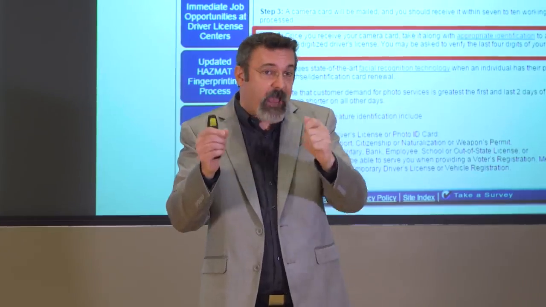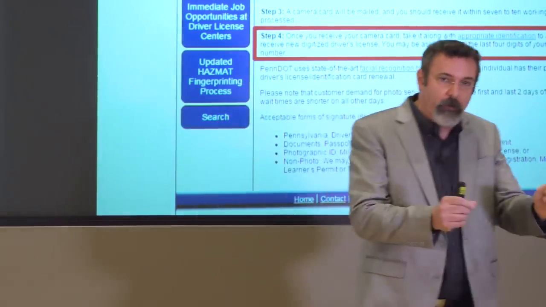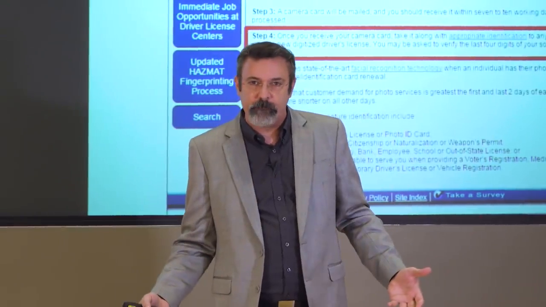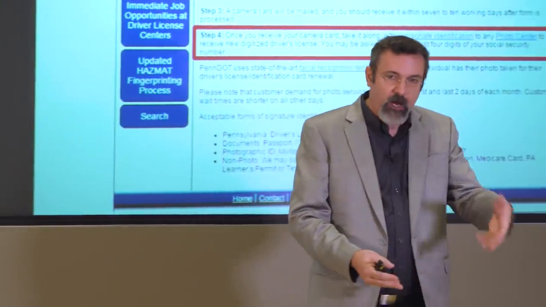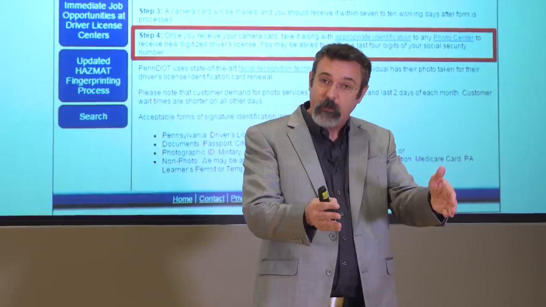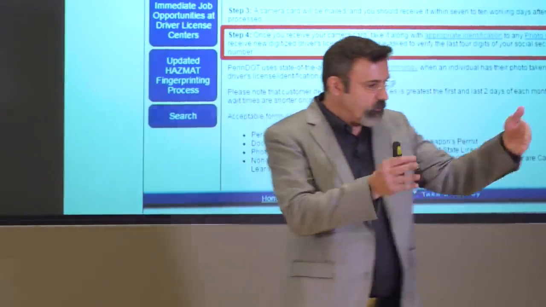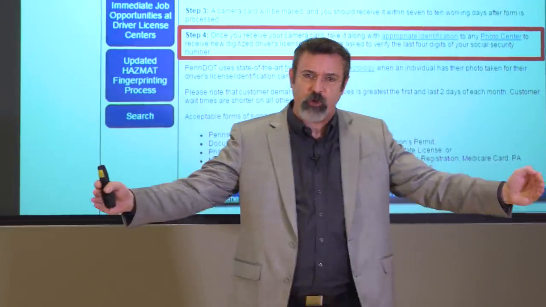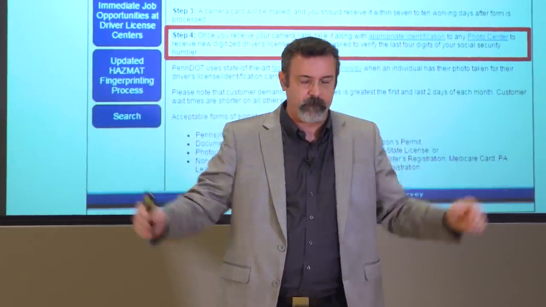I then take this envelope to my mailbox, put it in, go back to the house, wait 7 to 10 working days, come back to the mailbox, in there is another piece of paper. I then take it to my car, I drive to the photo license center, I sit in the chair, they take my picture, they give me the license. Total time to transaction, 7 to 10 working days.